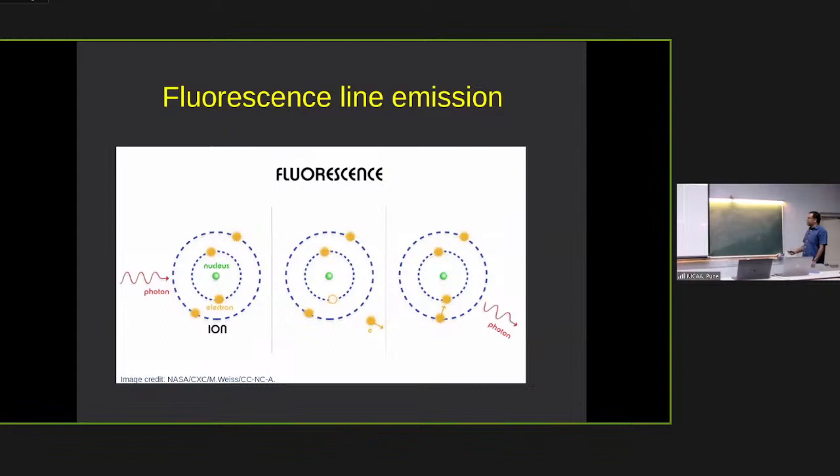Because this is a transition between two atomic levels, L and K shell, it produces photons of an energy which is the energy difference between these two levels. So the characteristic energy of these photons, because you have so many photons with the same energy, comes as a line emission. This is the fluorescence line.